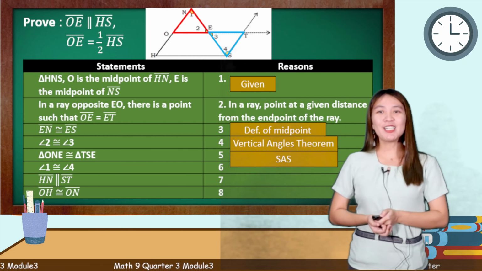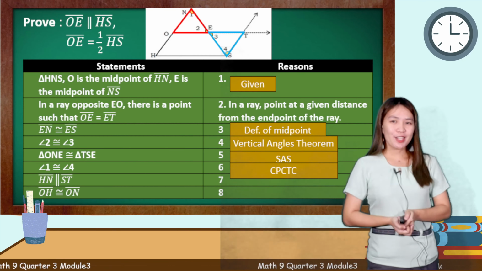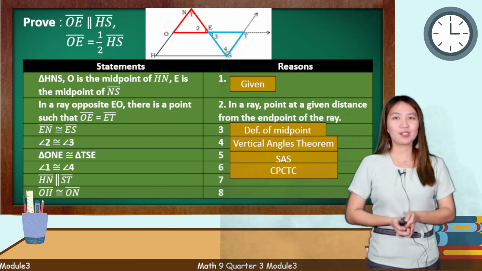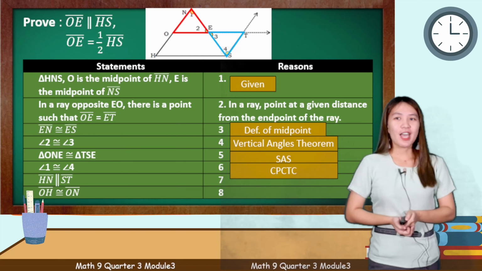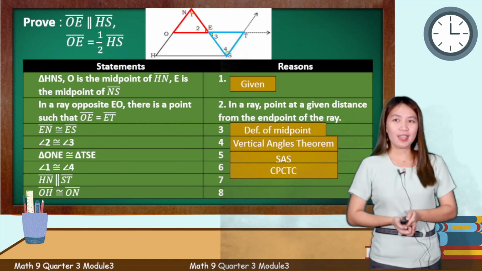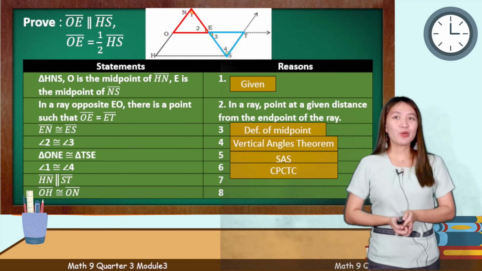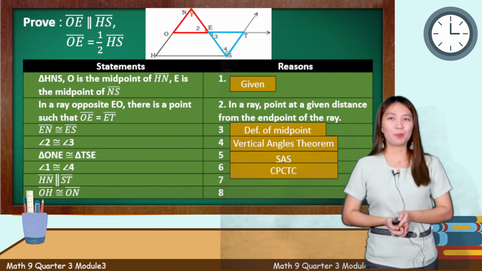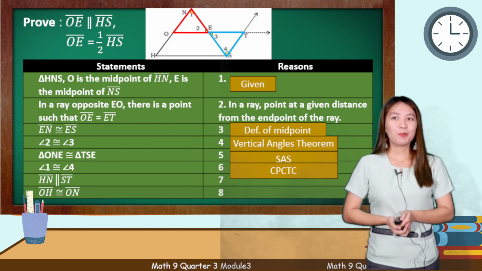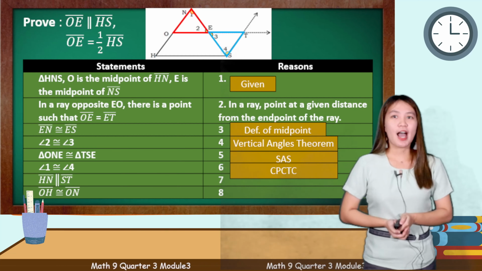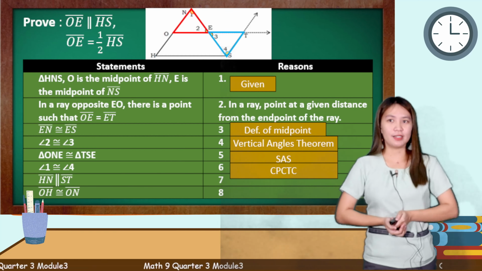Very good. That is mainly because of CPCTC, or corresponding parts of congruent triangles are congruent. So based on our statement number 5, we have said that triangle ONE and triangle TSE are congruent. Therefore, if they are congruent, then their corresponding parts are also congruent. That proves that angle 1 and angle 4 are congruent because they are corresponding angles.